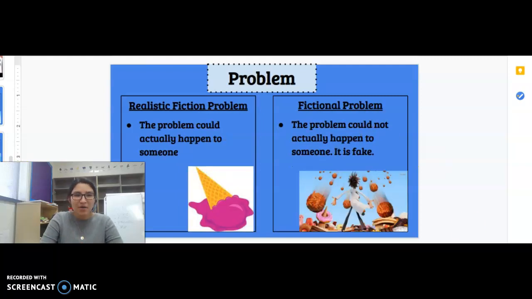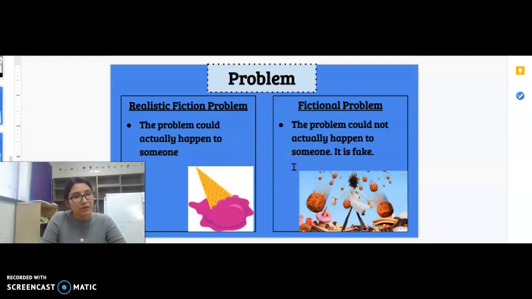Let's now talk about problem. Realistic fiction problem. This might be a problem that actually happens, such as you drop your ice cream and the ice cream is starting to melt. You can't eat your ice cream anymore. It's dirty. It's melted, okay? The problems in these types of stories could actually happen to someone. It could happen to me, it could happen to you. Actually, they're real problems. Okay?